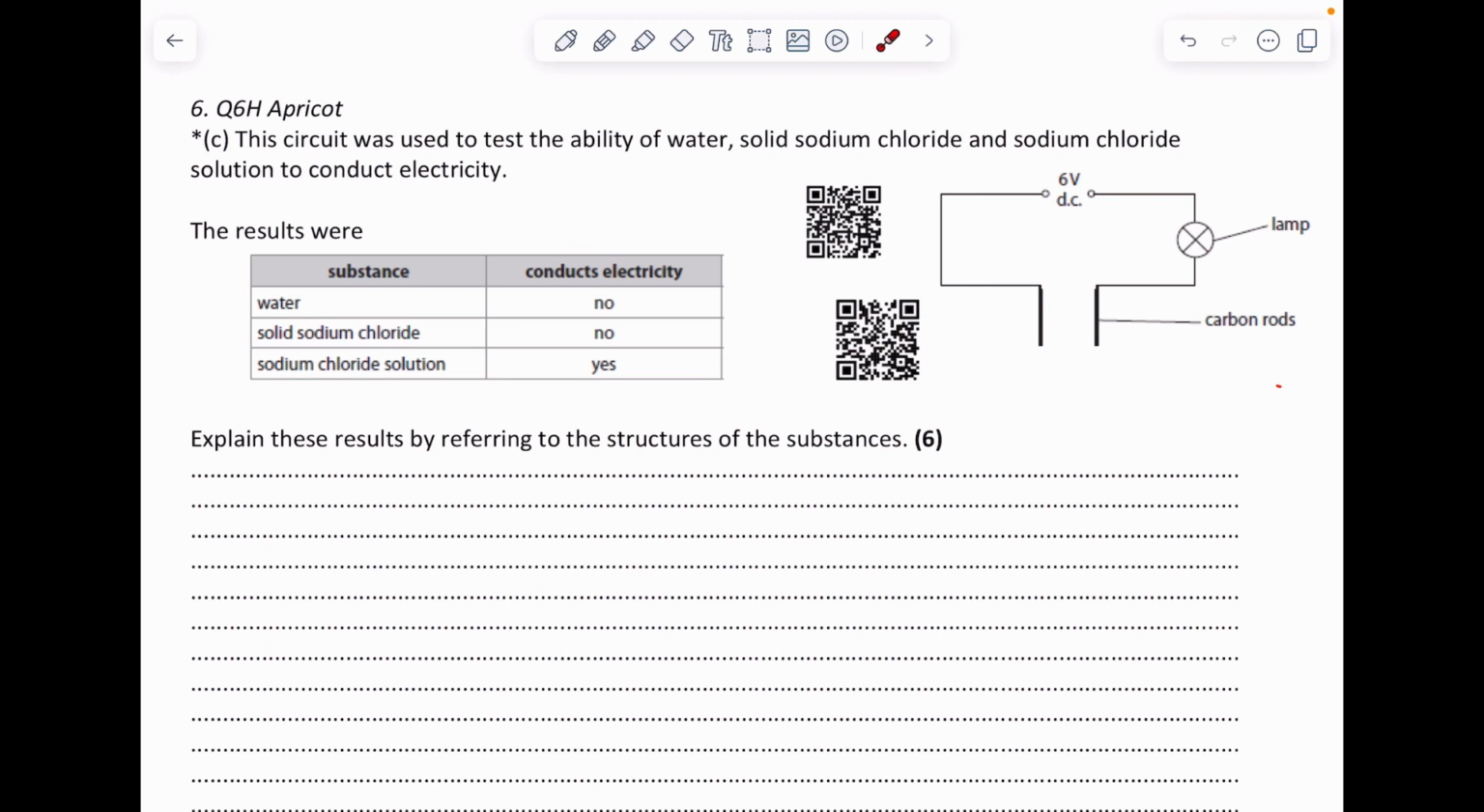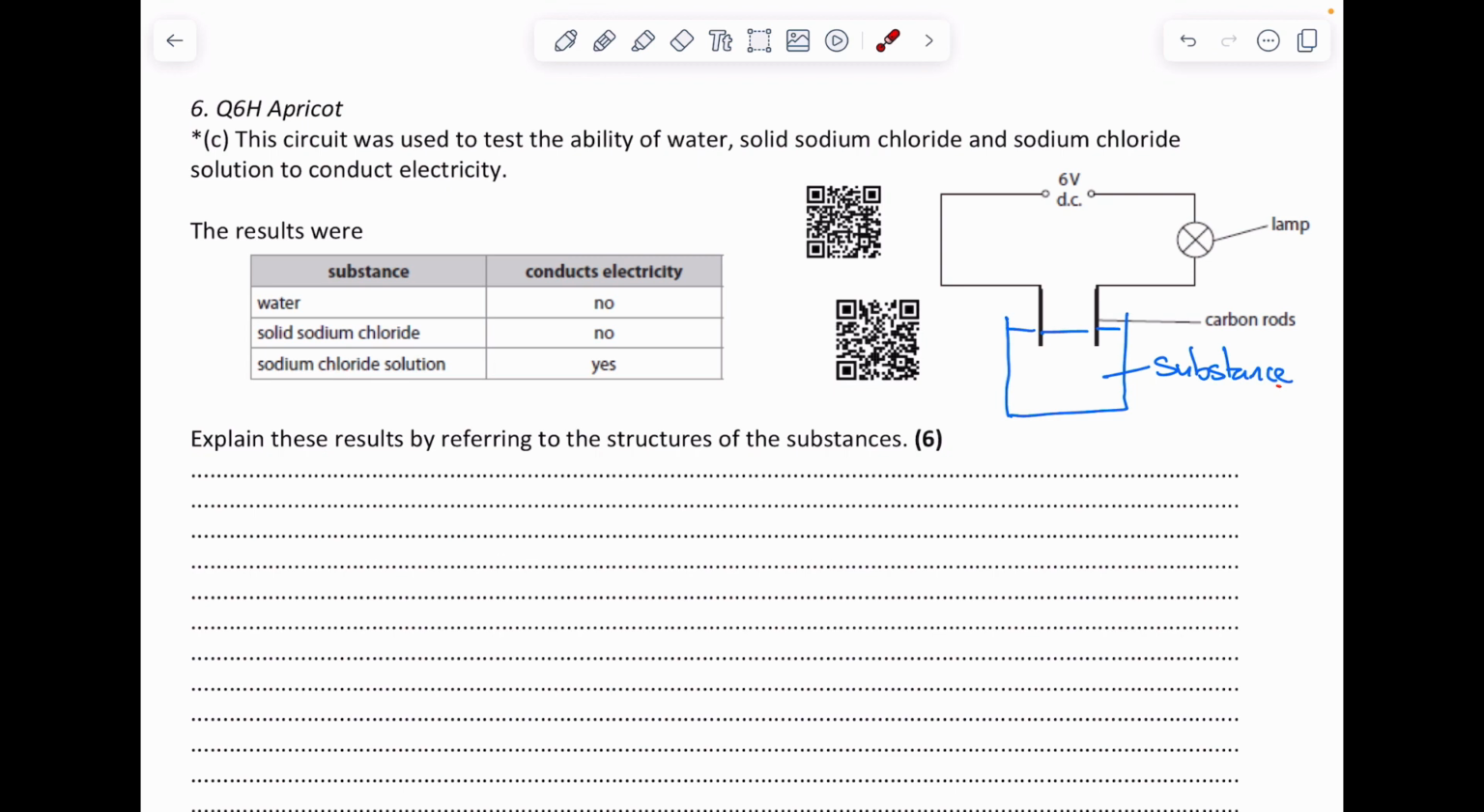Okay, so in this question we are being told that this circuit is used to test the ability of water, solid sodium chloride, and sodium chloride solution to conduct electricity. So here's my circuit, there's my power supply, then I've got a bulb wired into the circuit, and then here I've got my carbon rods. Now what they've not included in the model is that this would all be sat inside a beaker, and in the beaker would be the substance that you are testing. So the 3 substances they're using, they would test it with water, then swap it for sodium chloride, and then use sodium chloride solution.